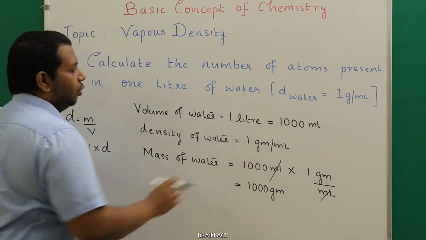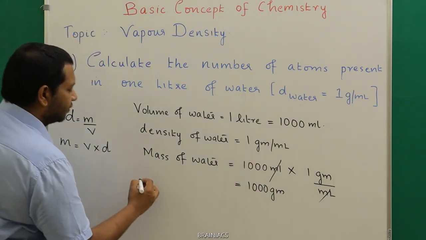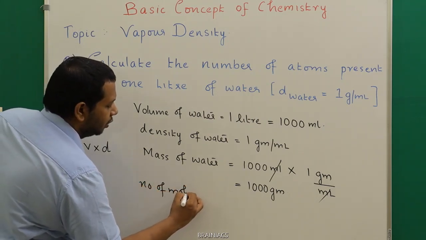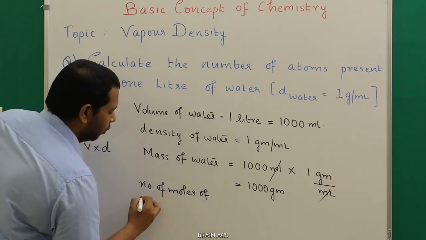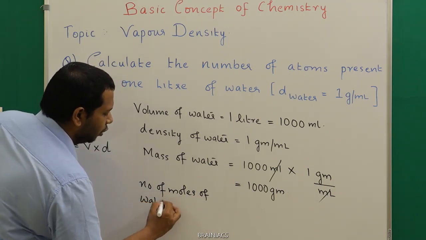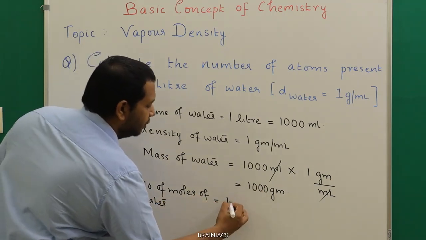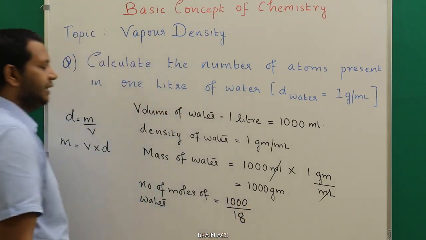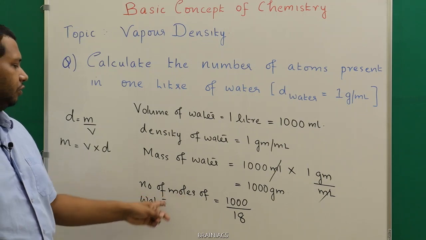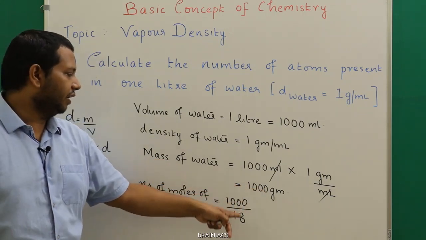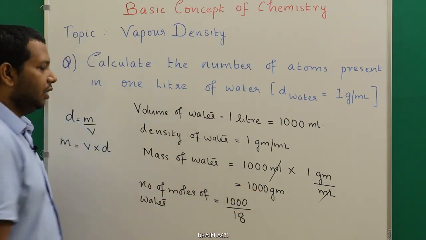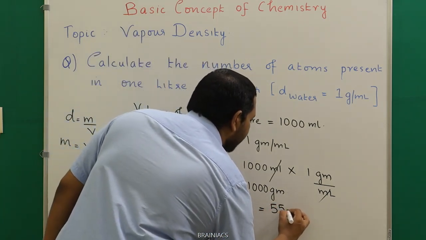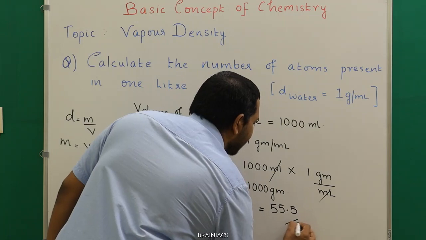So right now I know what is the mass of the water. So next I will calculate the number of moles of water. So number of moles of water is equal to how much? Mass in gram divided by molecular mass of the water, that is 18. Correct. Number of moles of water is equal to mass in gram divided by molecular mass of the water. So this value, if you do, this will come around 55.5. This is a standard value.